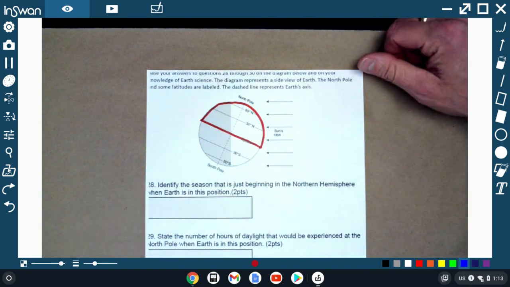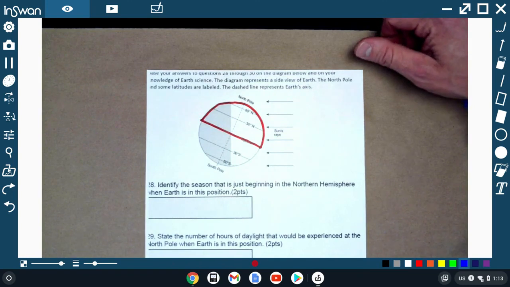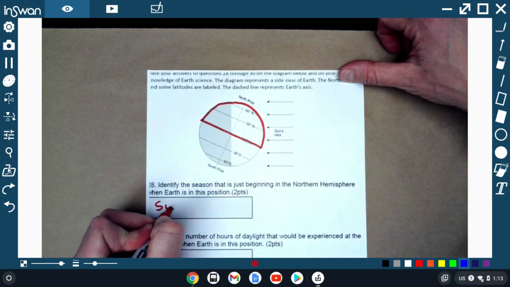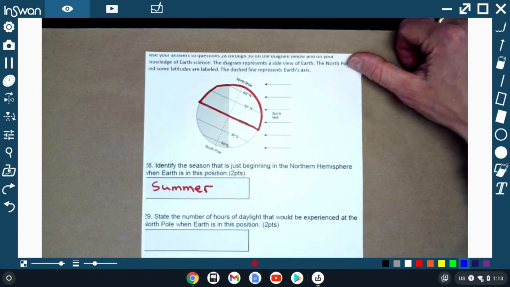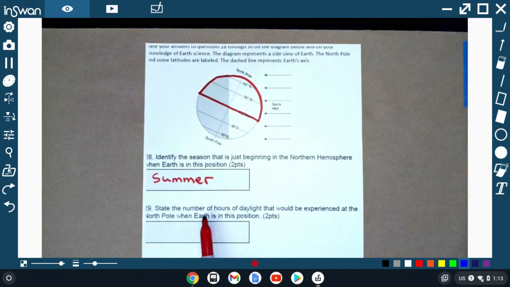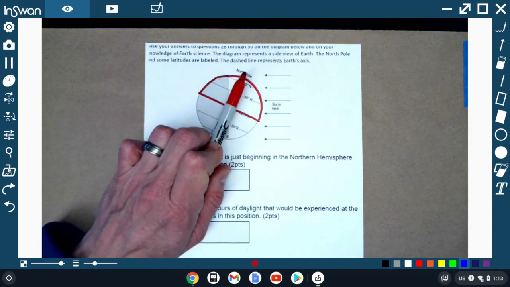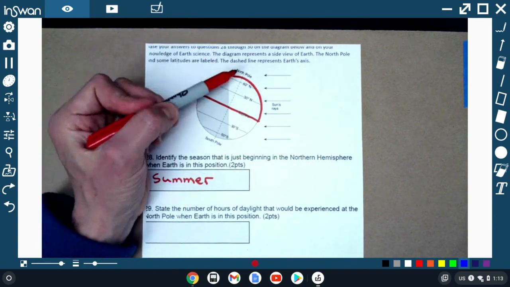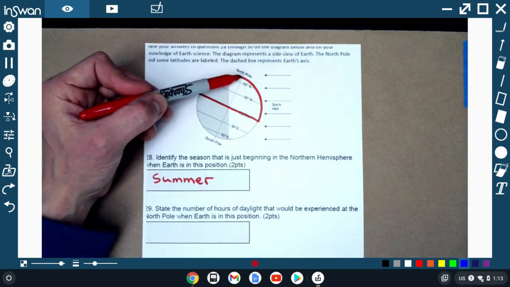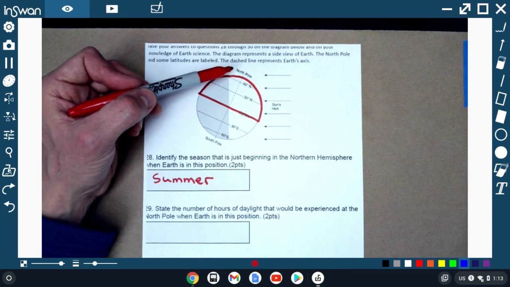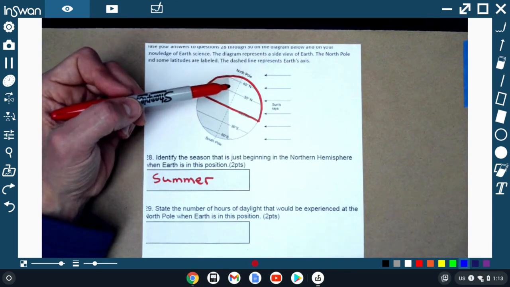Well, if we're tilted toward the sun, our angle of insolation is going to be larger, and therefore it's going to be during the summer. But take a look at question 29. State the number of hours of daylight that would be experienced at the North Pole when the Earth is in this position right here. Well, if you take a look at this, if the Earth's just going to rotate on its axis here, the North Pole will never get in darkness. So that means right when summer starts, if you are at the North Pole, the sun will never set.